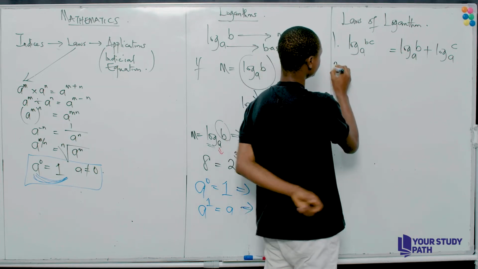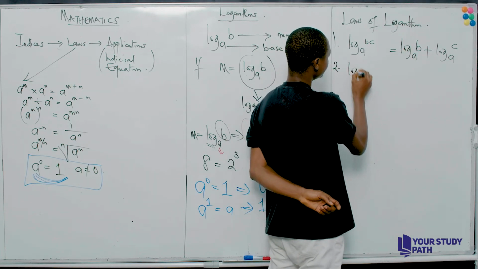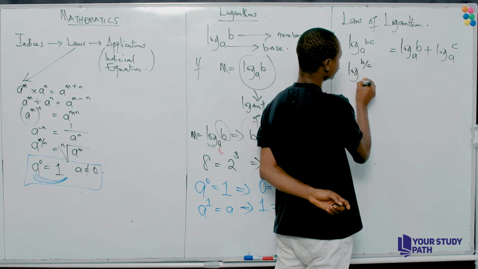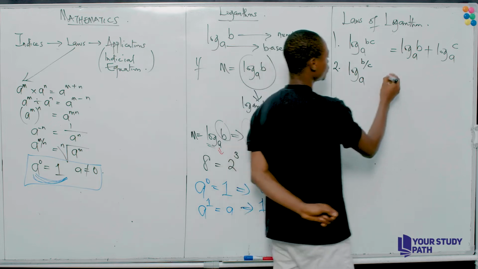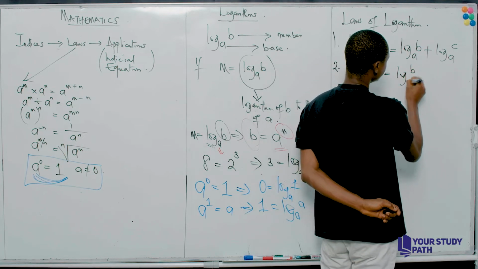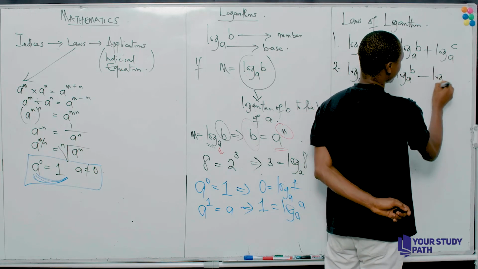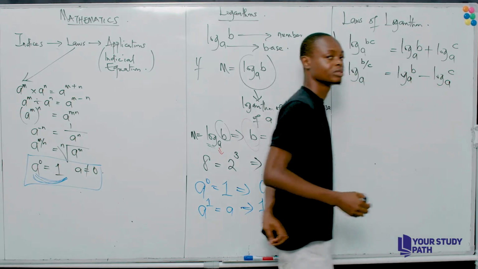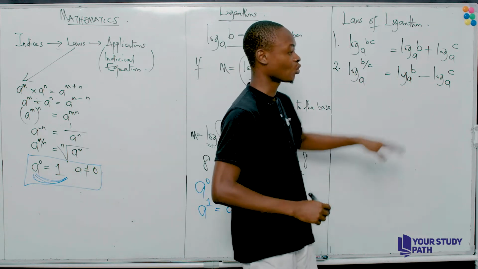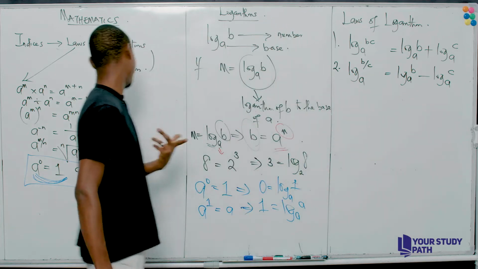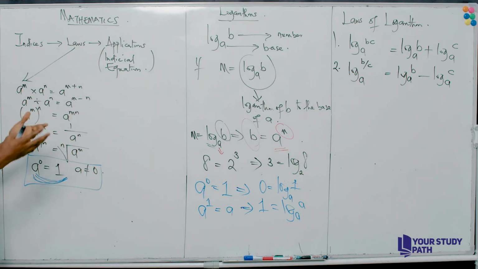For the next one, we will have log b divided by c to base a. This would give us log b to base a minus log c to base a. Simple and straightforward. This is the subtraction law, which is, of course, like the complementary version of this division law we have here.